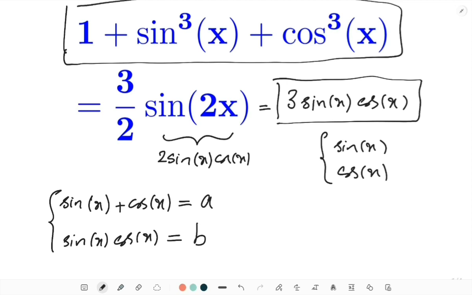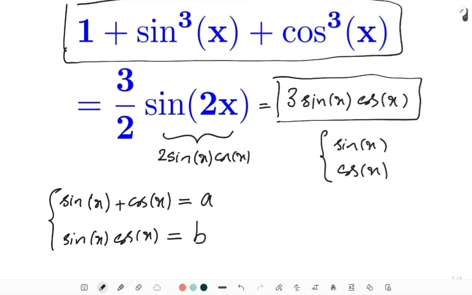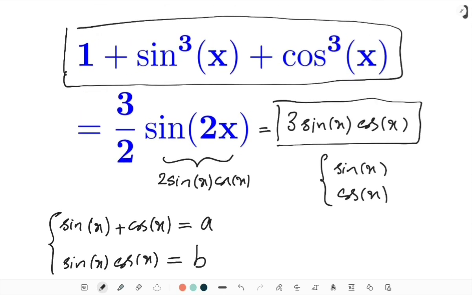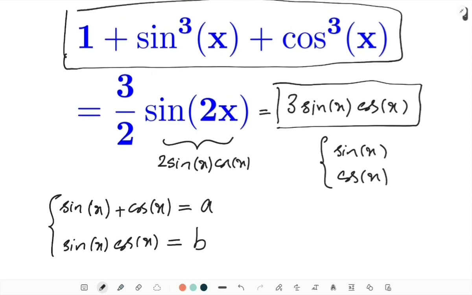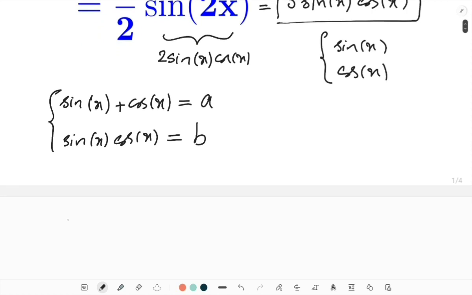If you are not familiar with this change of variables, just know that if you have a symmetric equation like this, then you can make use of it. But whether this will yield any result or not, you will see in a minute. So let's go back to the left side of the equation. I have 1 plus sine cubed of x plus cosine cubed of x. I would like to express this based on sine of x plus cosine of x.